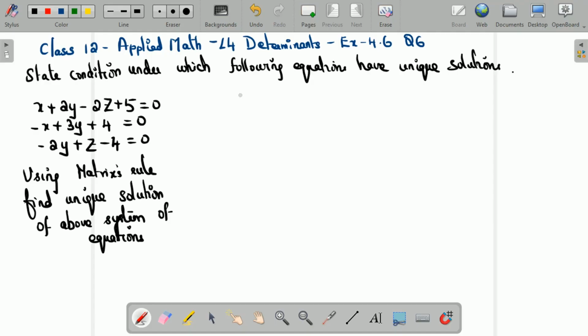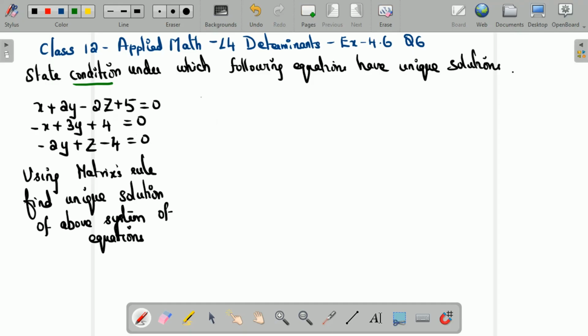In this video, let's find the solution to the sixth question in exercise 4.6. State the condition under which the following equations have unique solutions. They have given a set of three equations. Using matrix rule, find the unique solution of the above system of equations. So first, let's set out the condition for which this set of equations will have a unique solution.